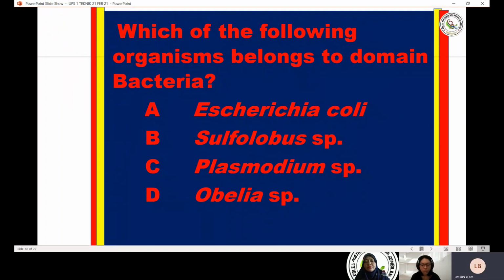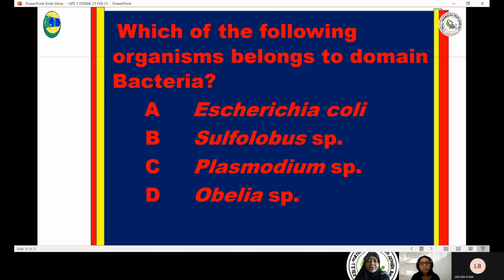Okay, which of the following organisms belongs to domain bacteria? This is what the earlier teacher, Madam Lim, mentioned. If we refer back to the table that Madam Lim shared earlier, stating the classification of domain archaea and domain bacteria, you must be able to memorize the example of the species under that particular domain.